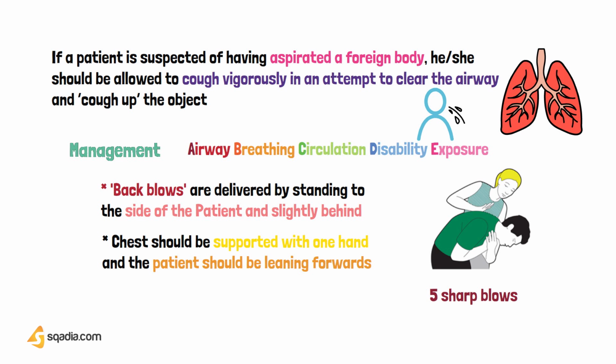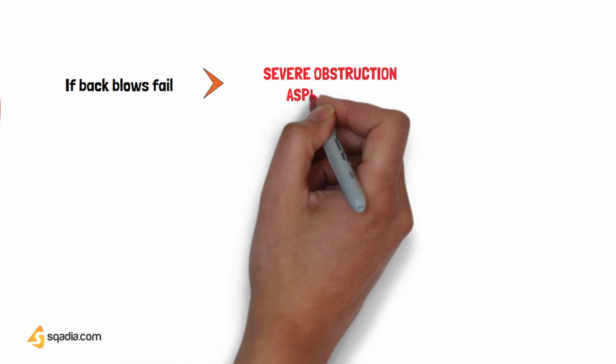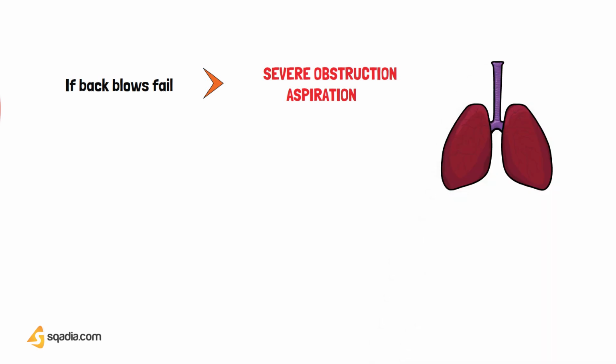in this picture. Now, if the back blows fail, meaning if the patient is still choking, then this means that there is severe obstruction and there may even be aspiration. Usually any object which has been aspirated moves to the right bronchus. This is because of the anatomy of the right bronchus, which is a continuation of the trachea. In this case, we need to give 5 abdominal thrusts.